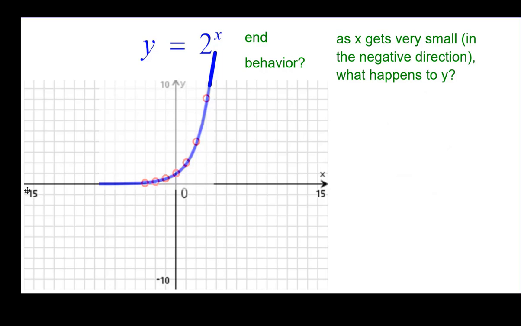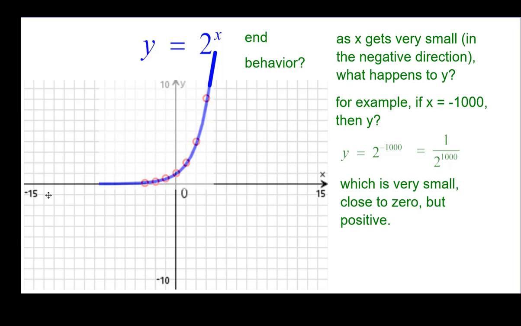And as x gets very small, but in the negative direction, out here somewhere, for example, if x is negative 1,000, then what's happening to y? Well, 2 to the negative 1,000th, by definition, would be 1 over 2 to the positive 1,000th power. 1 over a huge positive number is a number really close to 0, but it will be positive. And how we show that on the graph is out here. Kind of flattens out.